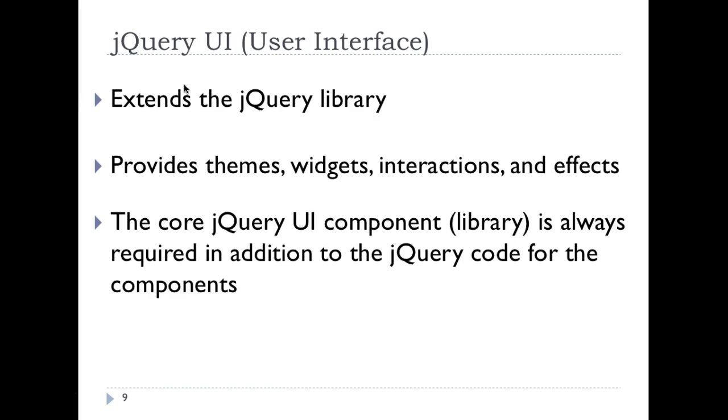The core jQuery UI component is always required in addition to the jQuery code for these components. So what you're going to see in your code is the source tag to go to the jQuery library, and then underneath that you'll see the jQuery UI source tag. And then you'll be able to access all the things that jQuery UI allows us to do. So it's a very dependent type environment we're talking about, but what it can do, it can really add to your functionality.